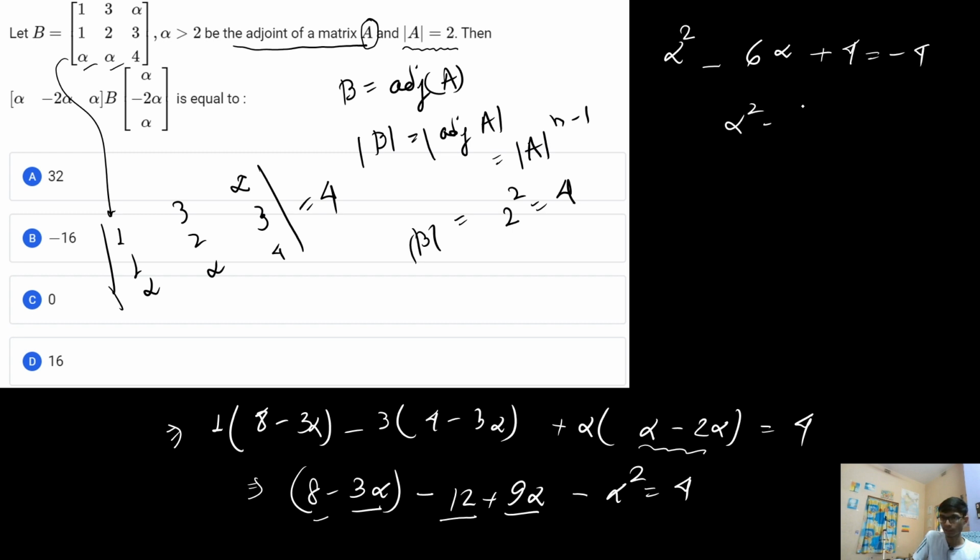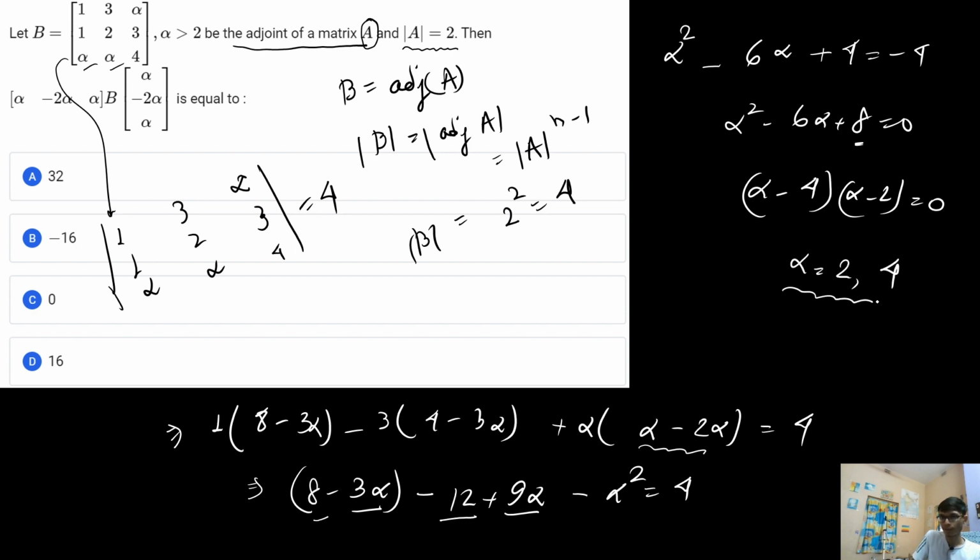From here, alpha square minus 6 alpha plus 8 is equal to 0. Now I can factorize it as (alpha minus 4)(alpha minus 2) equal to 0. So from here I get the value of alpha as 2 and alpha as 4. Now, in the question we are also given a condition that the value of alpha is greater than 2. So from here I only get the value of alpha as 4.